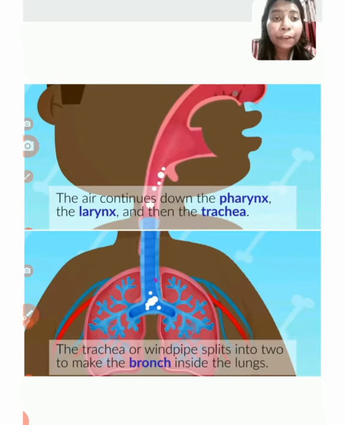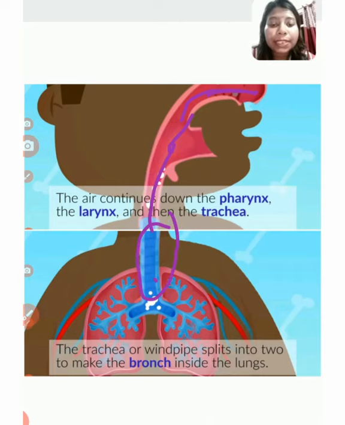See, after the air enters through the nostrils and through the nasal hairs, it continues to move down the pharynx and the larynx, and then the trachea. That blue colored part you are seeing, that is your trachea. In the second picture, the air has already reached the trachea, where it splits into two lungs.